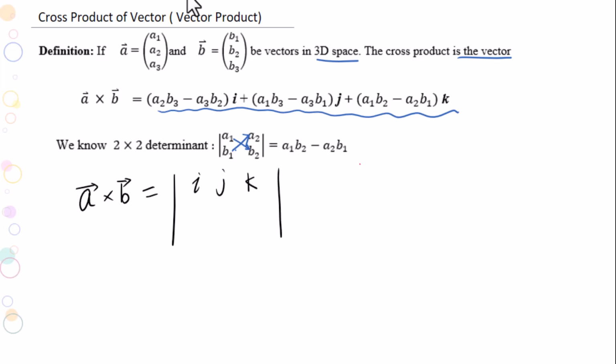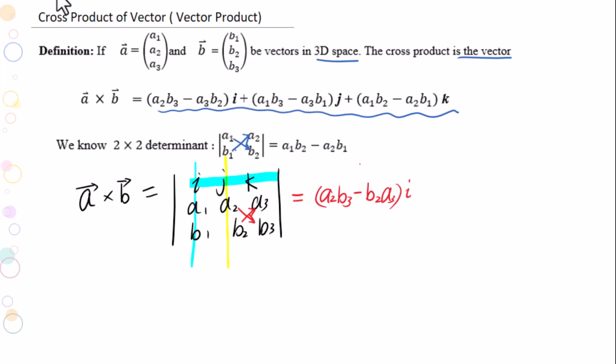The determinant has rows I J K, then A1 A2 A3, then B1 B2 B3. Then we cross out the first row and the first column. Then find the 2 by 2 determinant, which equals A2 B3 minus B2 A3, times I.